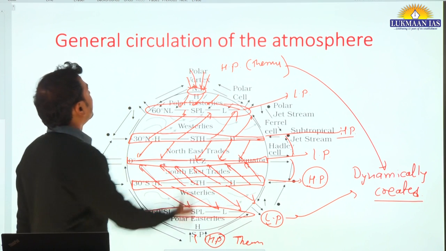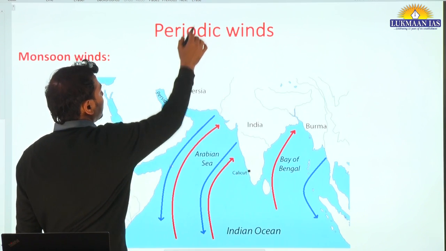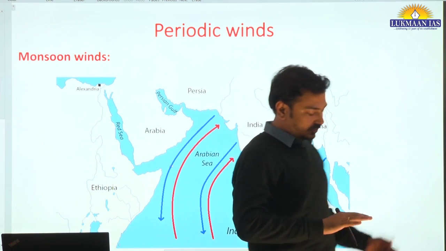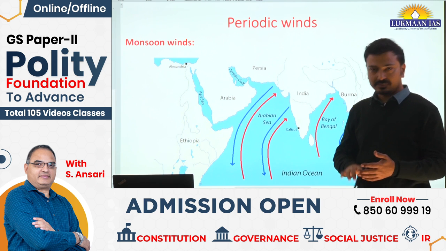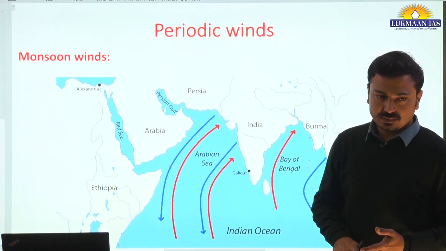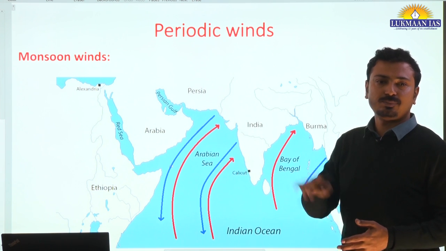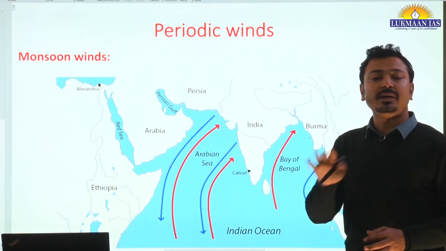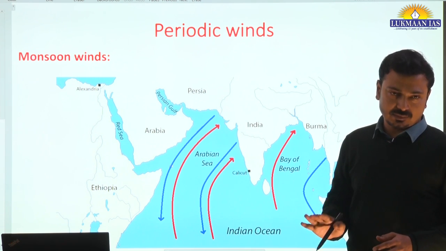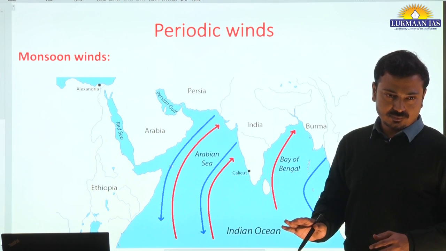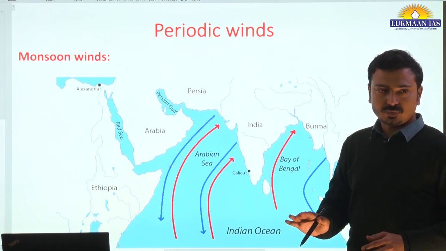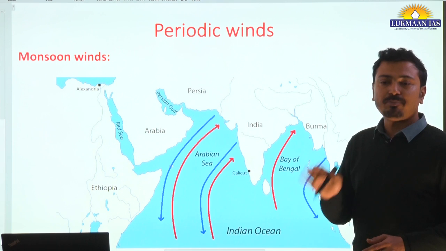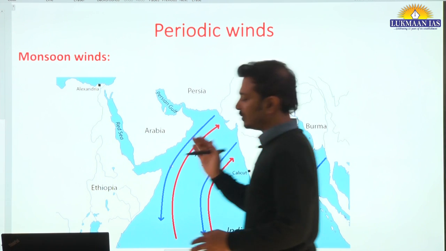Fine? Okay. Now, the other types of winds, these were planetary winds. Which are the planetary winds? Trade winds, westerlies, polar easterlies. Polar region से जो आ रहे थे वो क्या थे? Polar easterlies. These are called planetary winds. And these are permanent in nature. They are blowing throughout the year in the same direction. So that's why we call them permanent winds or planetary winds.